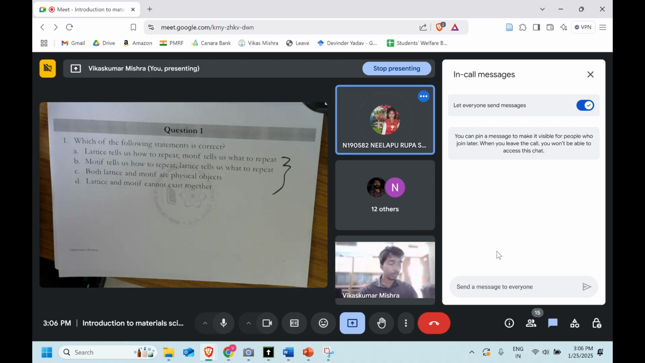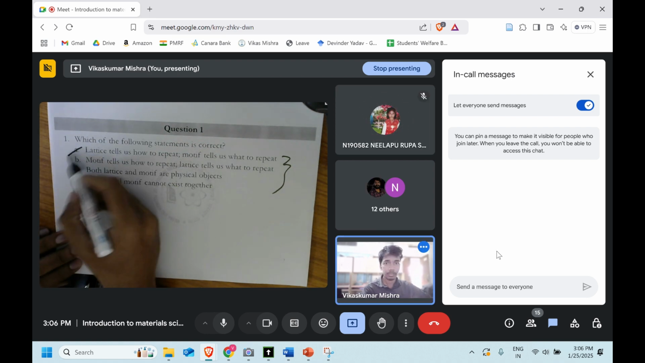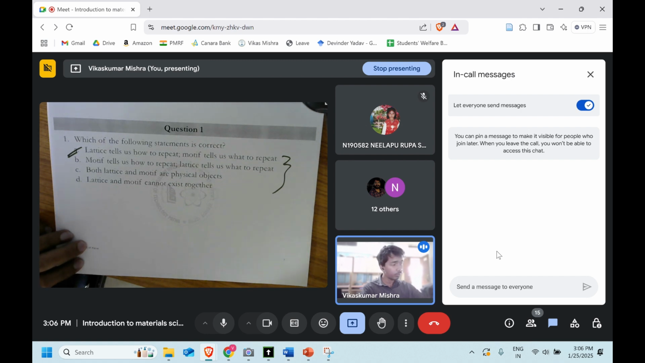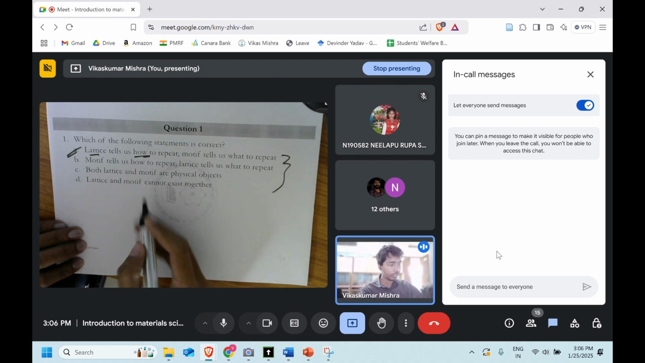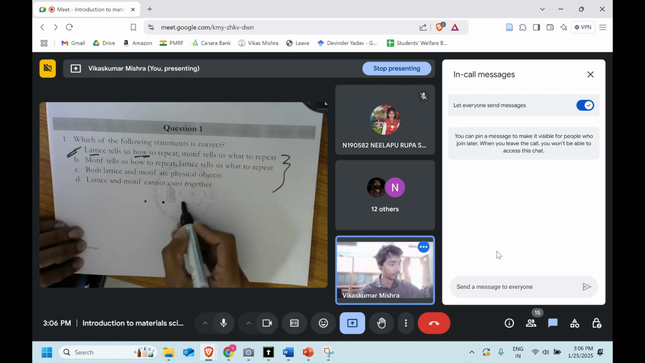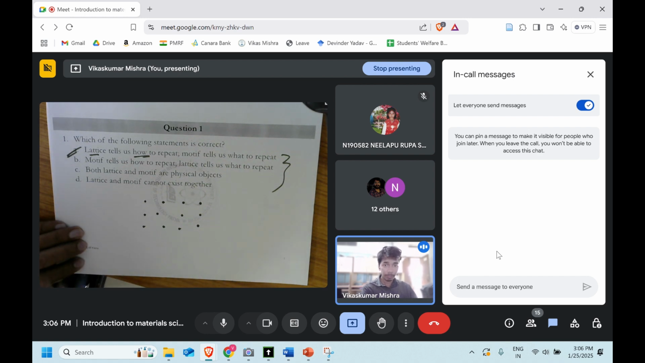Option A. Option A is the correct option. That's right. So here we can see that lattice is the one which tells how to repeat something we are repeating. Let us say these lattice points are repeated. They are telling the pattern, the symmetry in which they are repeating, the periodicity.